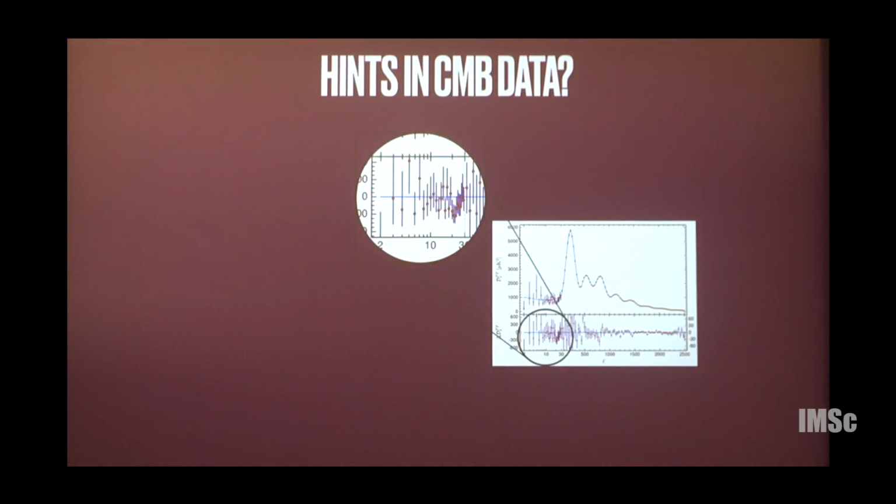Historically, this is where people have been looking for features: very large scales, so small multipoles. The reason is that you see that there is a generic suppression of power here. These are the residuals, so the data versus the lambda CDM model. Observers usually refer to this as the low multipoles, and they do not make any distinction between any range of multipoles within this region.